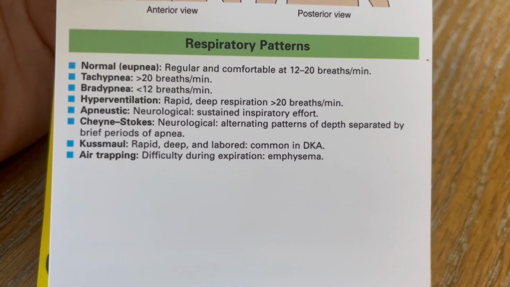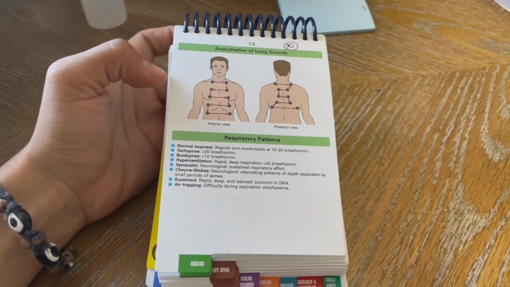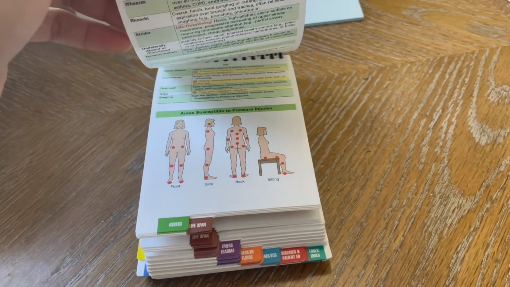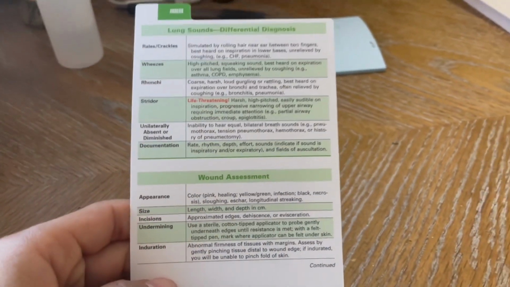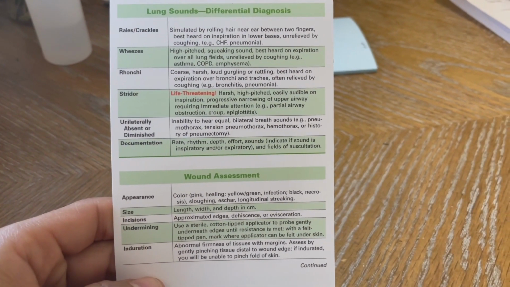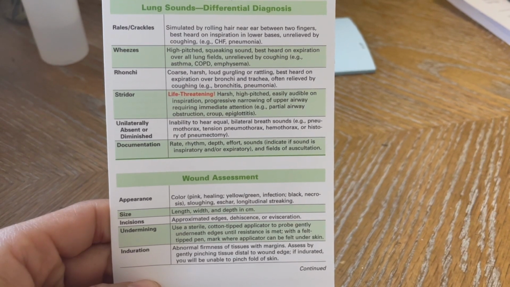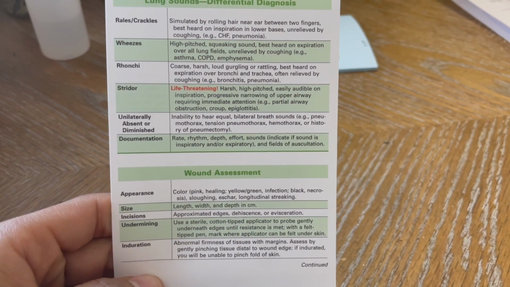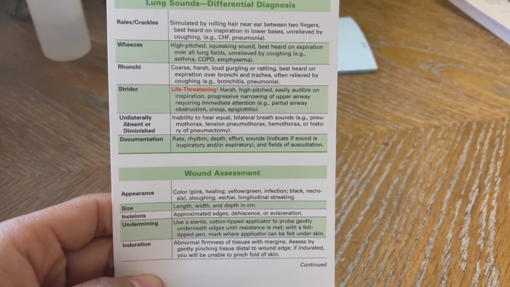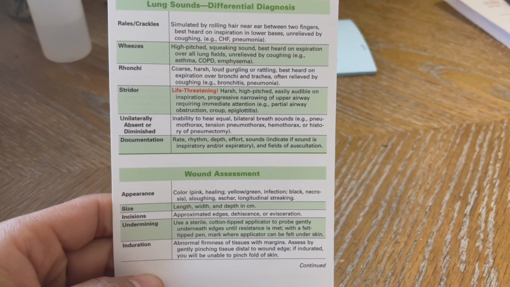Other things to quickly consider would be if the patient is apneustic, if the patient is having any Cheyne-Stokes, if the patient is having any Kussmaul breathing, and also air trapping. Last but not least, we are onto our lung sounds. It's very important to differentiate the difference between sounds like crackles, wheezing, rhonchi, or in a life-threatening situation, which is called a stridor, and know when there are any absent or diminished sounds going on.